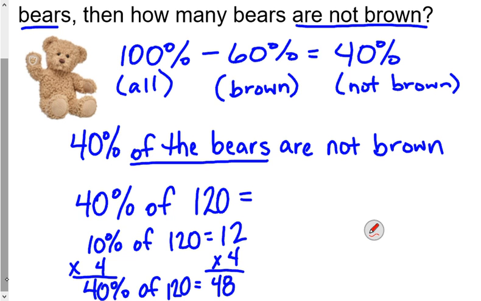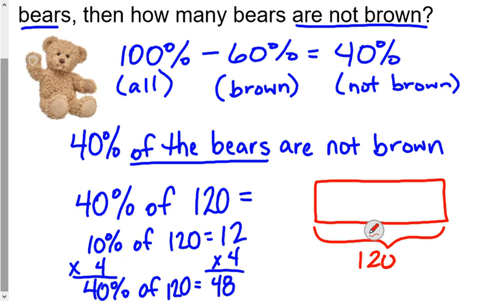I might also show this whole problem using a model. Altogether, there are 120 bears. And I know that 60% of them are brown, and that leaves 40% that are not brown. So I could split this into 5 parts. Each part would represent 20%. So I would say 120 divided by 5 is 24. That's how I'm getting the value of each of these boxes.